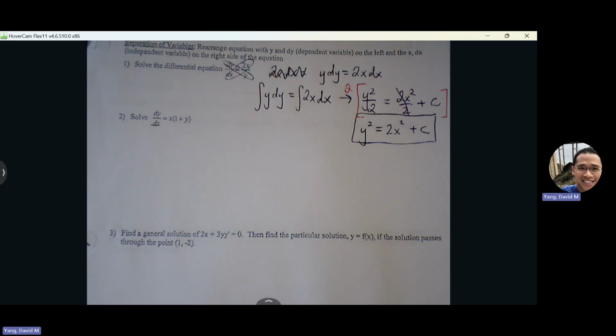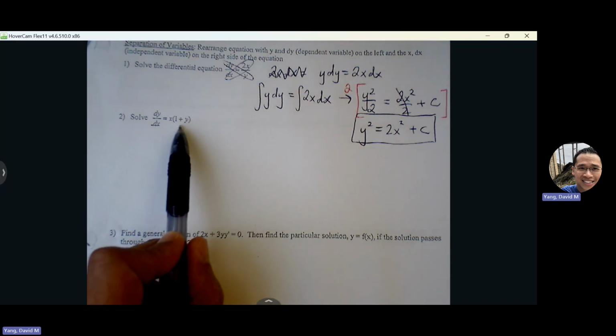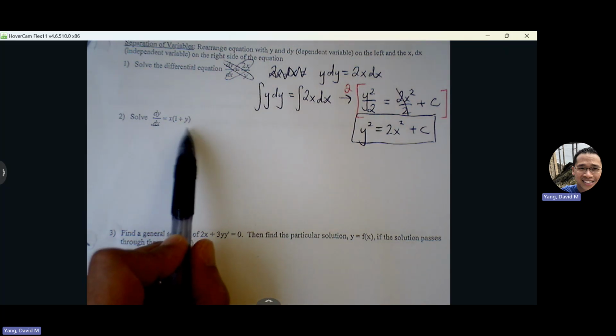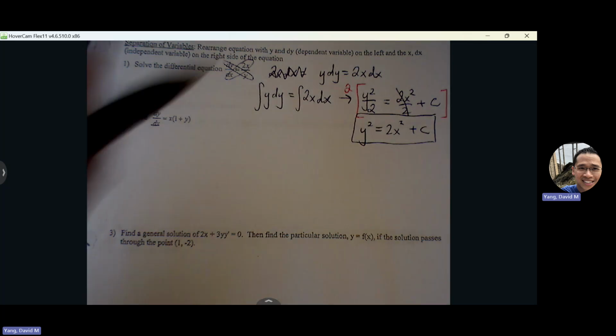Okay, number 2, solve dy/dx equals x over (1 plus y). Now, the parentheses are there for a reason. If you're solving a differential equation, the parentheses are actually helpful. They're there to help you separate the variables easier. So typically we don't want to distribute and get rid of the parentheses. The parentheses are there to help you keep things nicely organized.